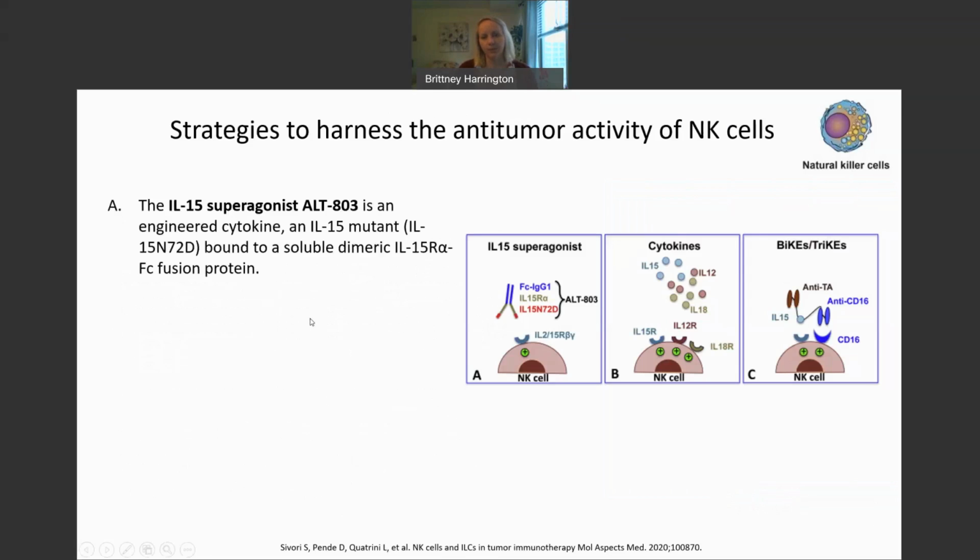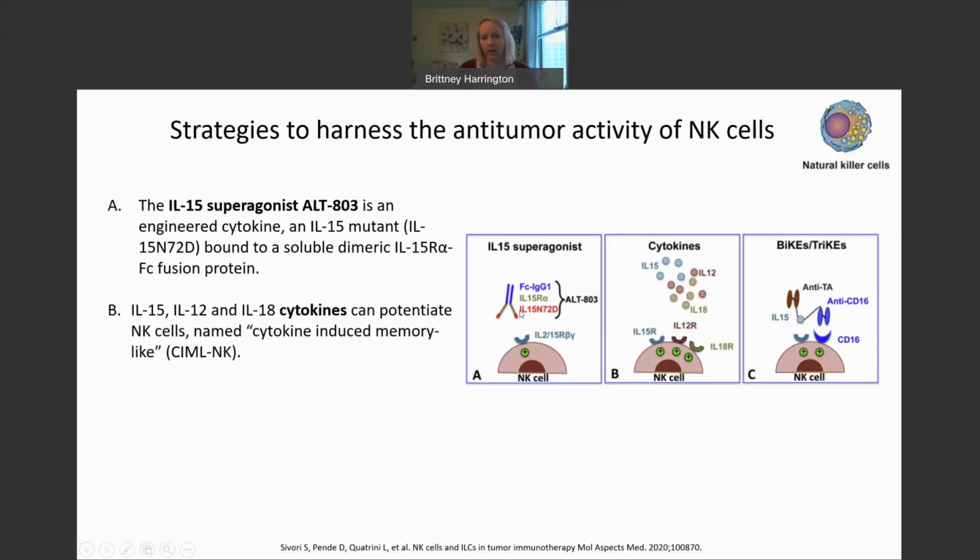So the first is using an IL-15 superagonist. There are a couple of different ones that are available, but I guess the most prevalent one is this ALT-803. IL-15 can activate natural killer cells. So this IL-15 was engineered into this agonist as a mutant. This particular mutation of IL-15 causes it to be basically hyperactivating. And by binding it to this Fc and IL-15 receptor, you get more stability of this agonist to basically switch on these natural killer cells forever.